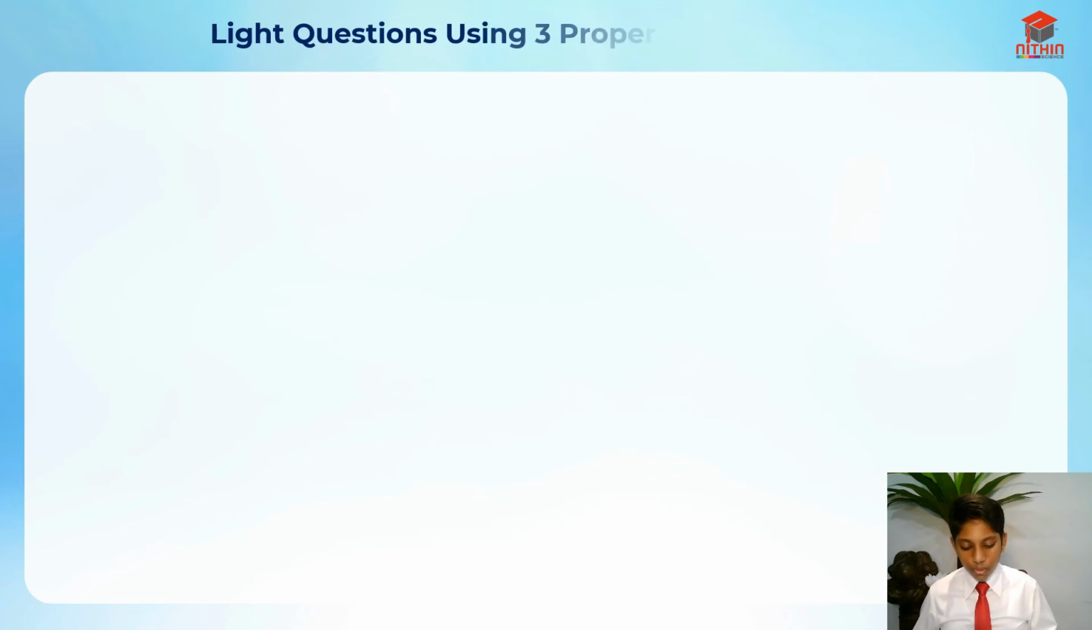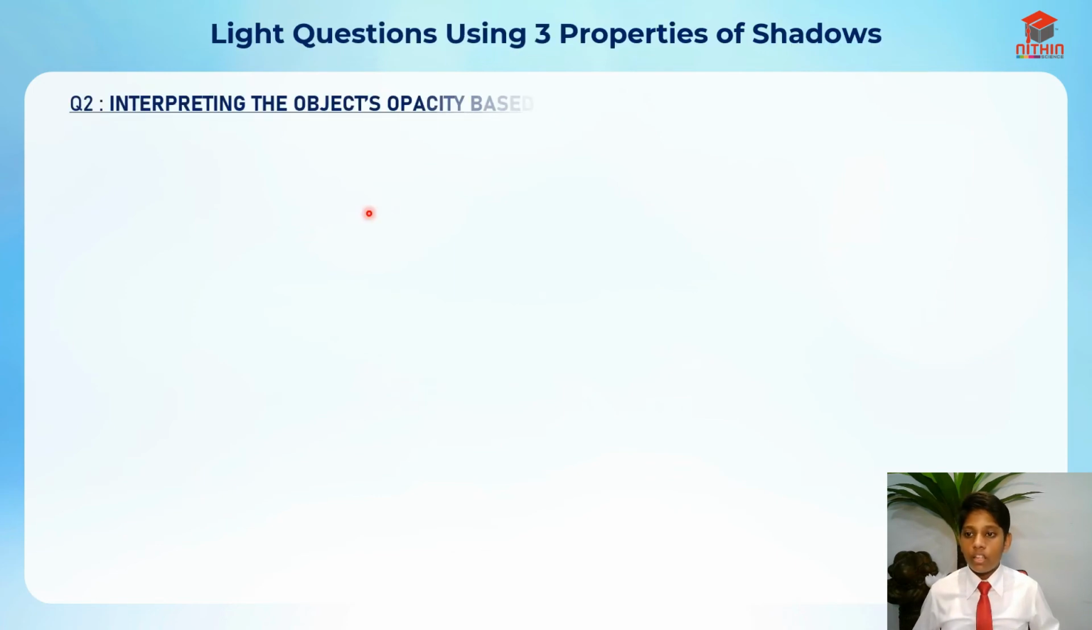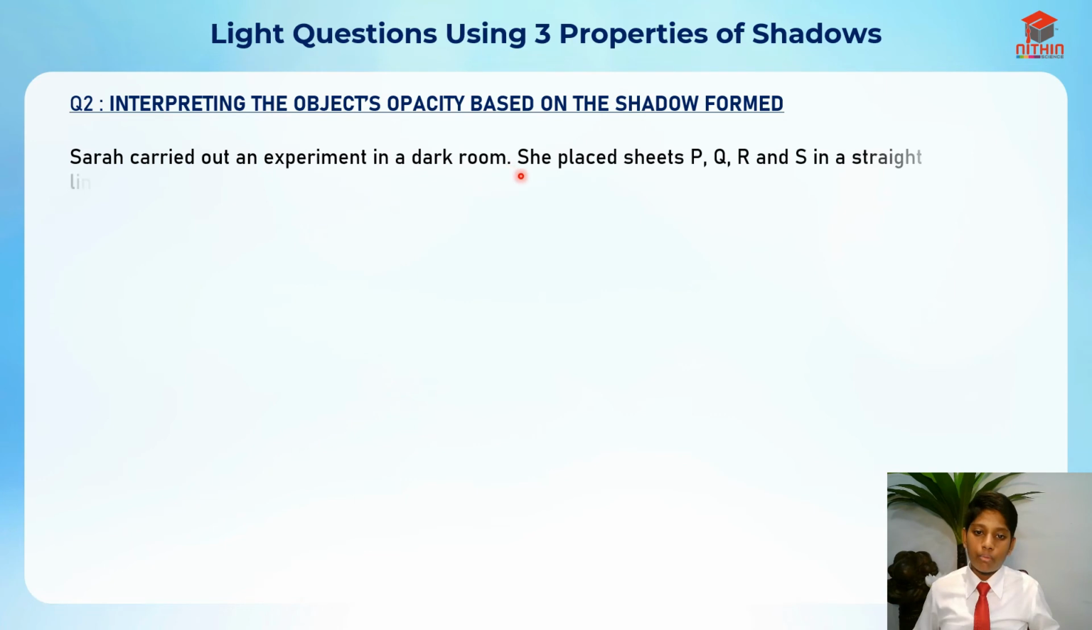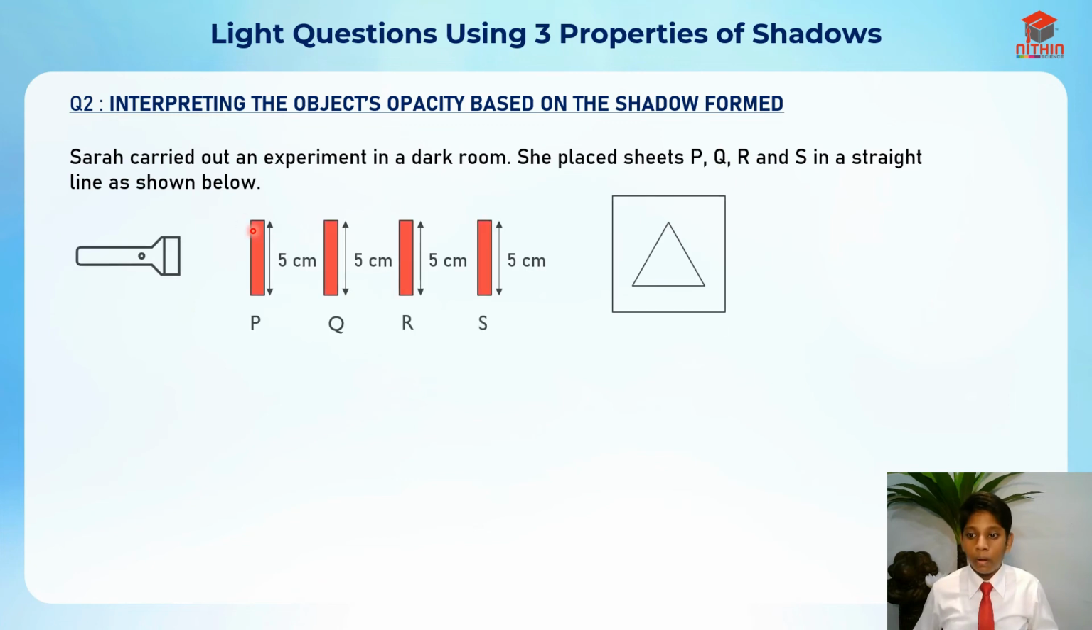Okay, for the second question, we have interpreting the object's opacity based on the shadow formed. So let's take a look at it. Sarah carried out an experiment in a dark room. She placed sheets P, Q, R, S in a straight line as shown below.